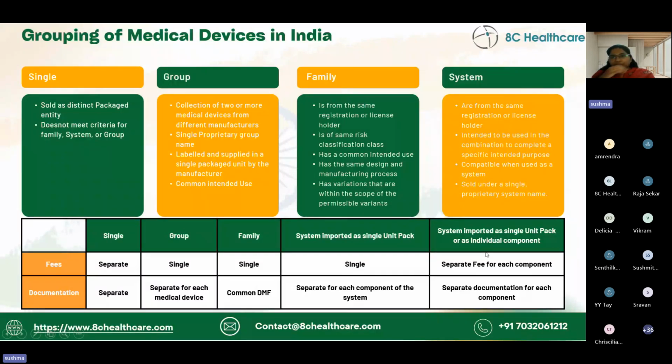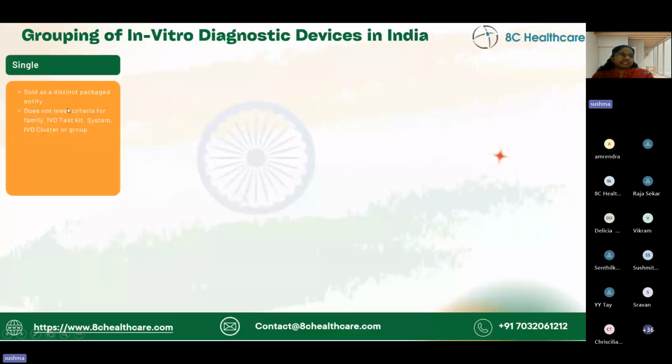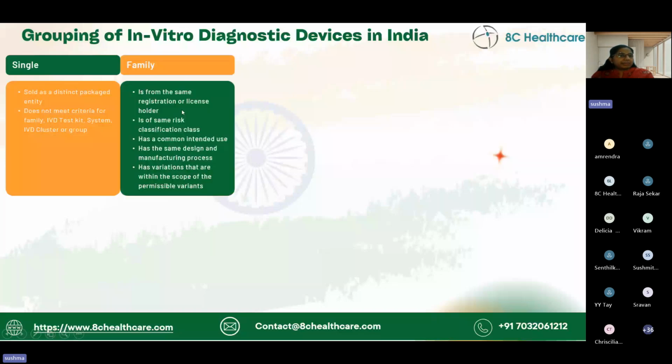So coming to grouping of in vitro diagnostics, again a single category where you have a single distinct package entity is grouped, and which does not fall into any of the other in vitro diagnostic categories will be put here. The other category is the family, which is similar to what we discussed in medical devices. It should have the same risk class, common intended use, design, manufacturing clauses, and should have variations that are within the scope of the permissible variants.